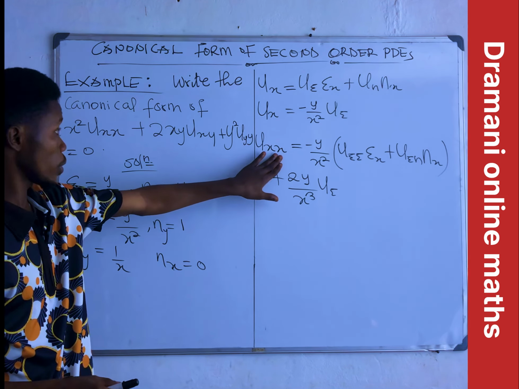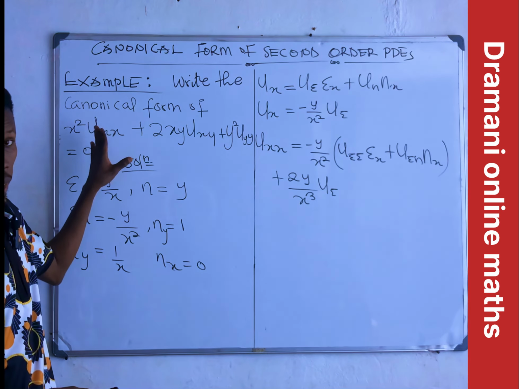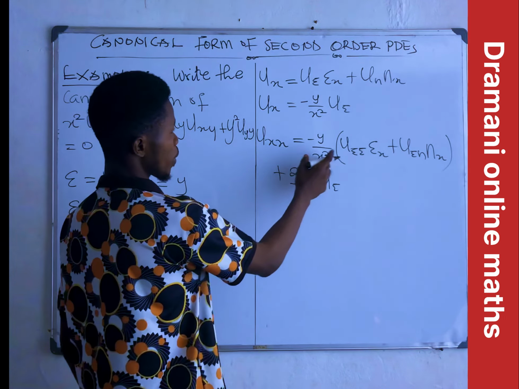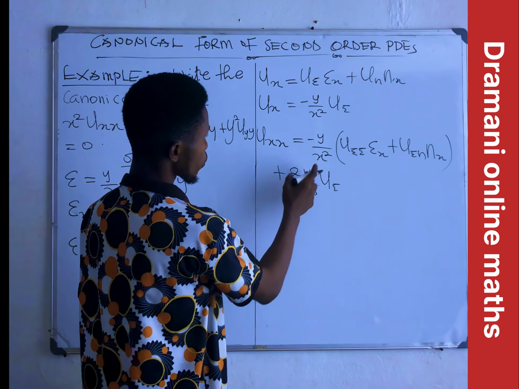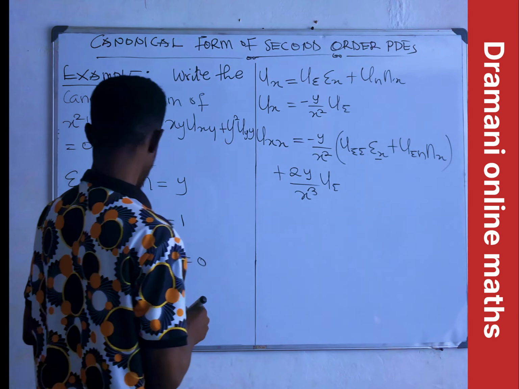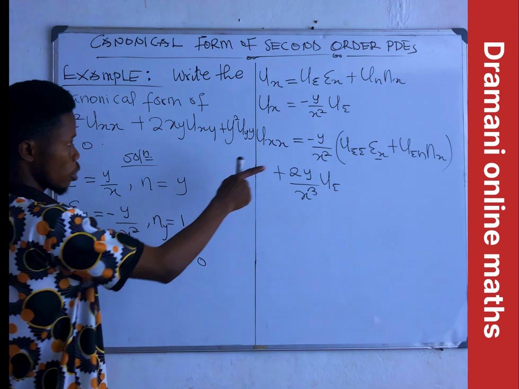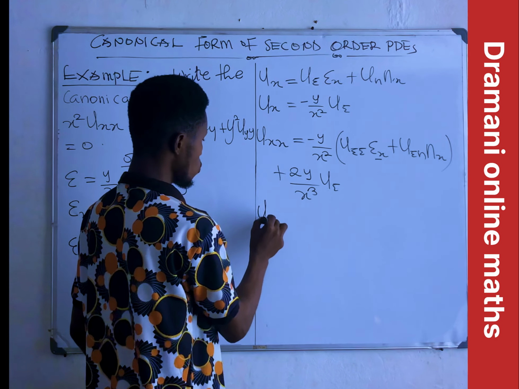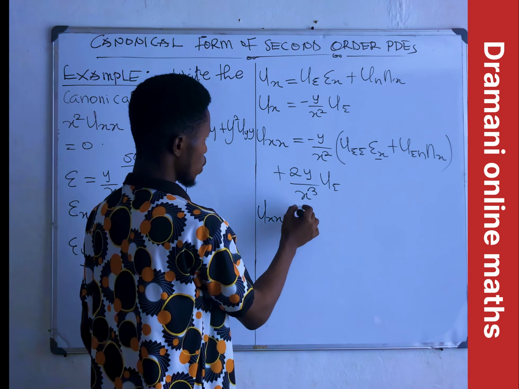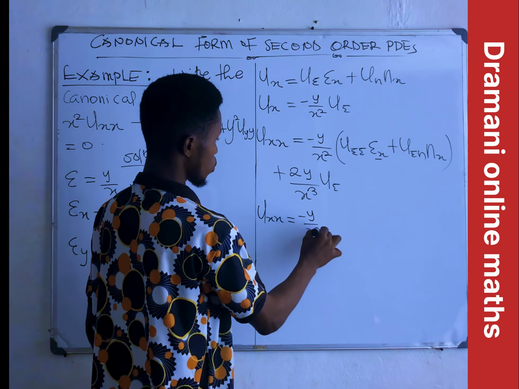After we are done with everything, you come back here, and wherever you see u x x, you put it there. That's what you're going to do. So let's multiply this one through. Before you multiply, you know this is xi x. Where's our xi x? Our xi x is negative y over x squared. So we are going to substitute there. We have u xx to be equal to negative y over x squared out.